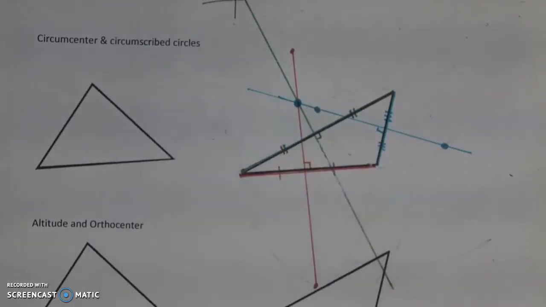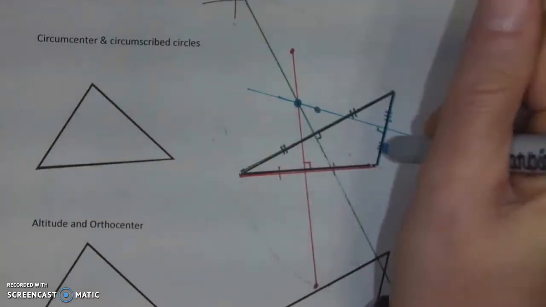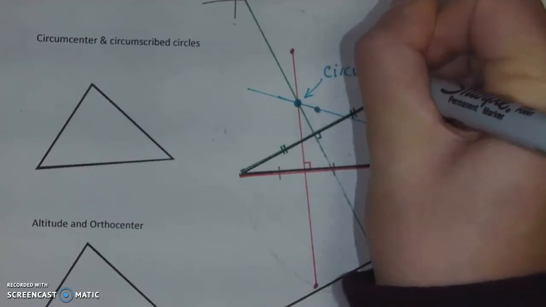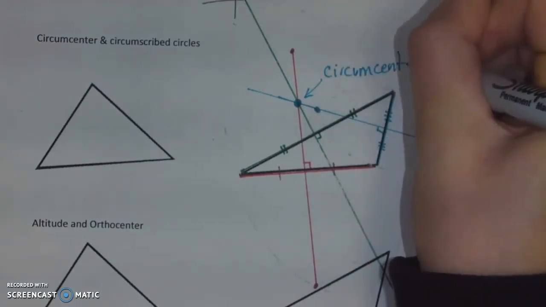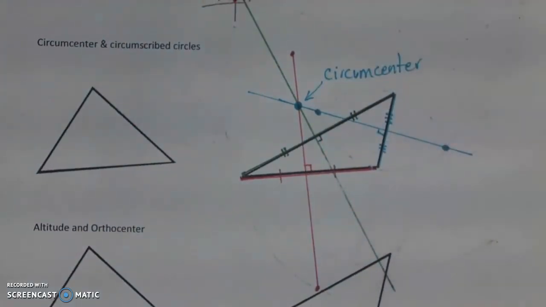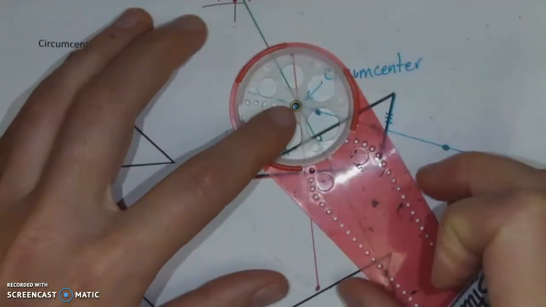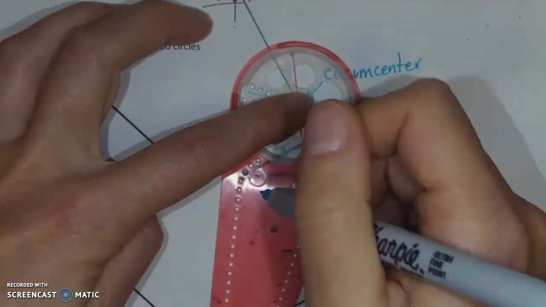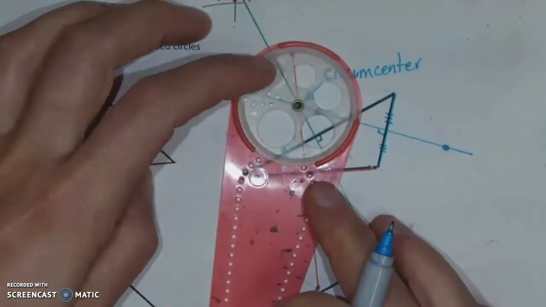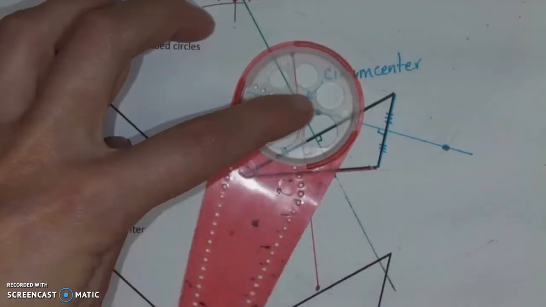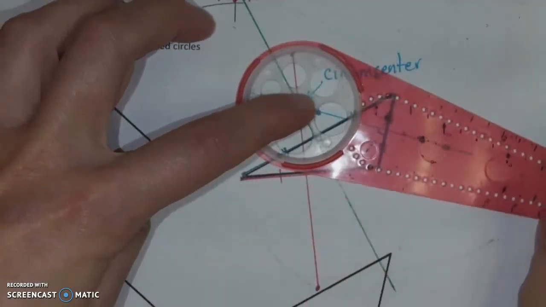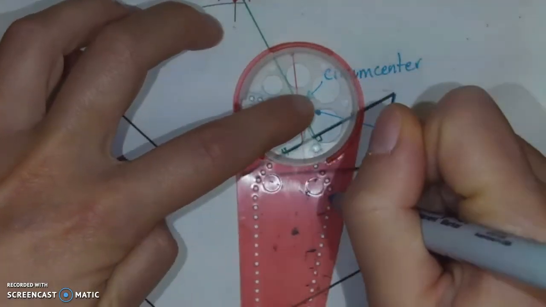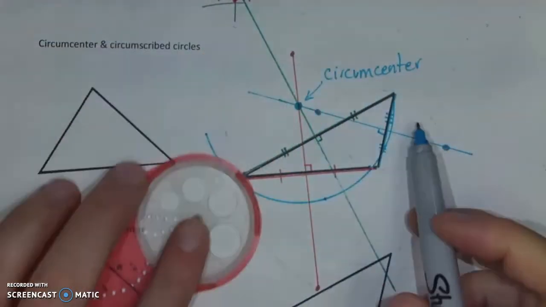Now, this point right here that we found, the intersection of the perpendicular bisectors, is what we call the circumcenter. And the reason why we call it the circumcenter is because we can actually form a circle that goes through each of the vertices of this triangle simply by putting our compass on that center and picking one of the vertices. So I'm going to go ahead and use this point here, and I'm going to go through each of those. Now, mine's slightly off, right?